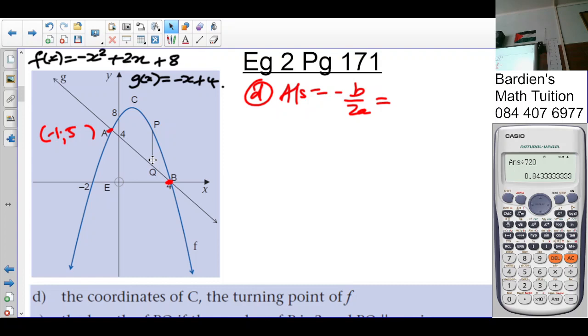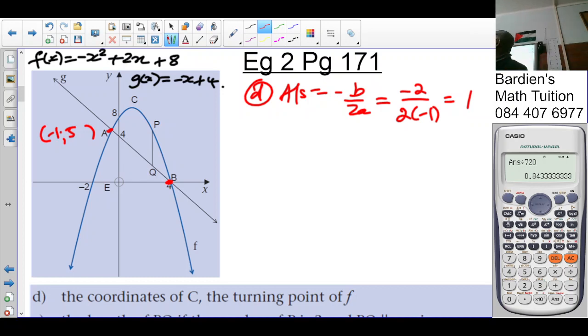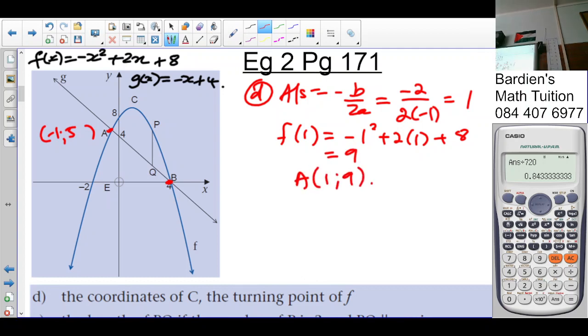So what do we get? Minus 2 over 2 times minus 1, which is 1. So what do I do with that? Sub it into the f of x. Can it go into the g of x? No. If I put it in the g of x, we get this value out. Okay, but C is on the parabola. So f of 1 equals negative 1 squared plus 2 times 1 plus 8, which gives an answer of 9. So what's the coordinates of C? 1 and 9.